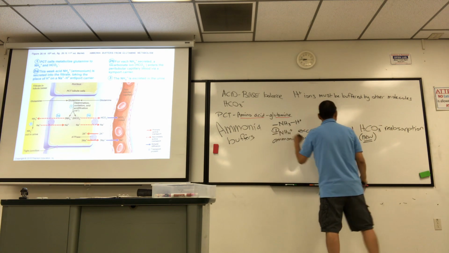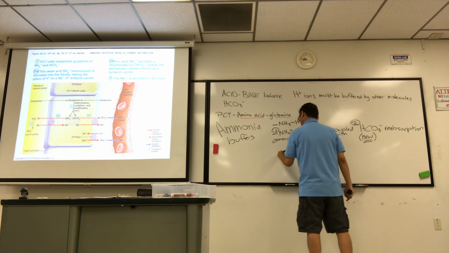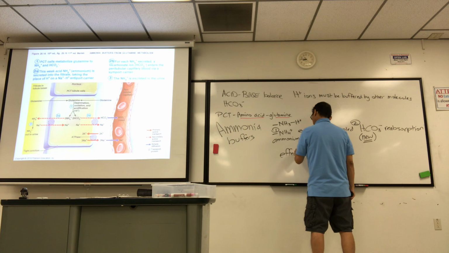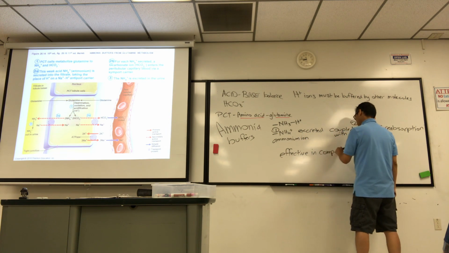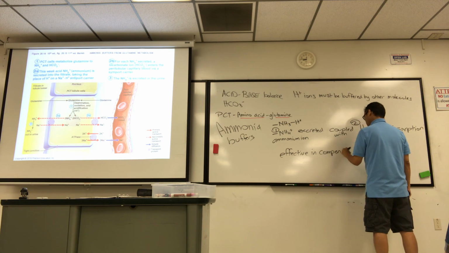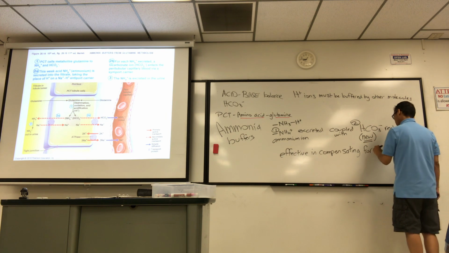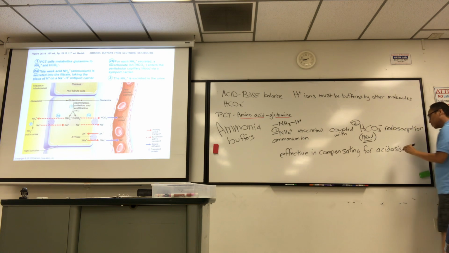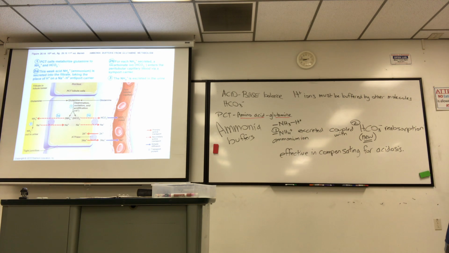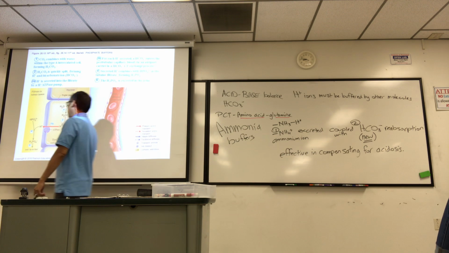Number 1, do that. Number 2, do that. Effective in compensating for acidosis, right? For whatever reason, blood's getting too acidic. Well, anyways, PCT cells can do that. Let's move on to another buffer system.